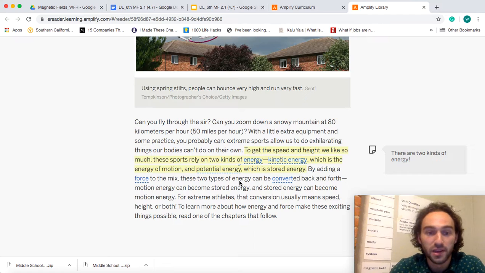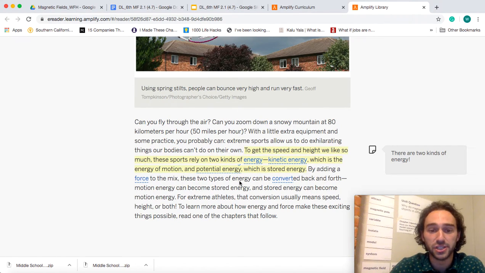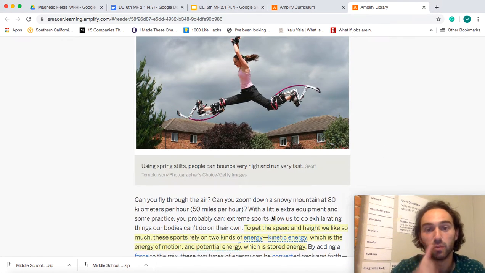By adding a force to the mix, these two types of energy can be converted back and forth. Motion energy can become stored energy. Stored energy can become motion energy. For extreme athletes, the conversion usually means speed, height, or both. So to learn more about how energy and force make these exciting things possible, read one of the chapters that follows. So again, you're just reading one.